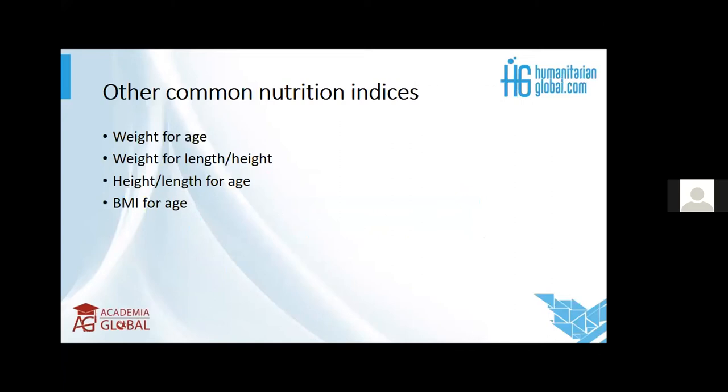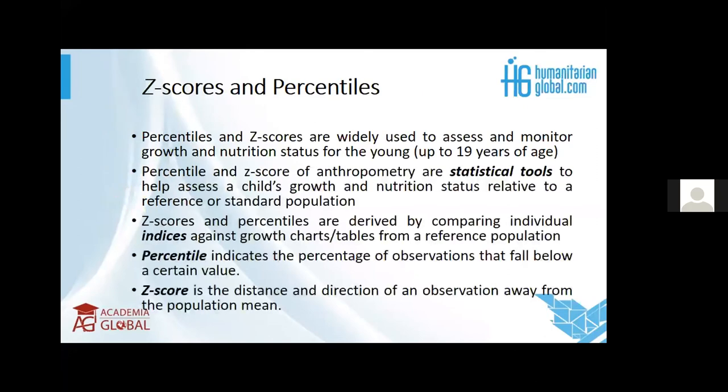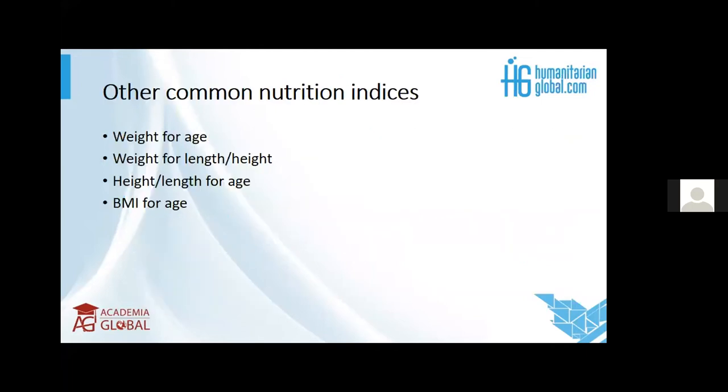Now, the other common nutrition indices that are used in anthropometric measurements in the humanitarian context, we have weight for age, weight for length or height, height or length for age, BMI for age. These are normally used for young people. Now, with these measurements, we take the weight and then we work it out for the age. We use cutoff points that are provided by statistical tools called Z-scores and percentiles that are found from various sources, the most common sources being WHO and also CDC.